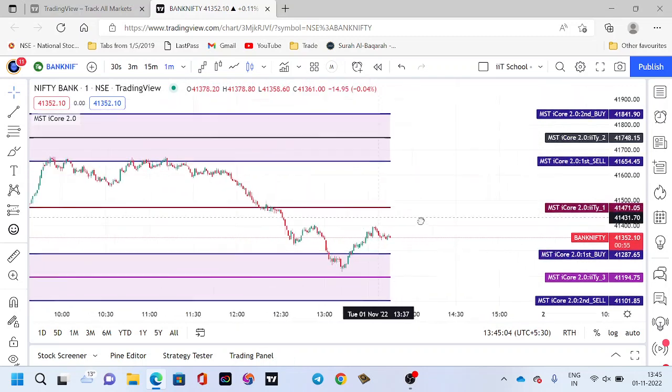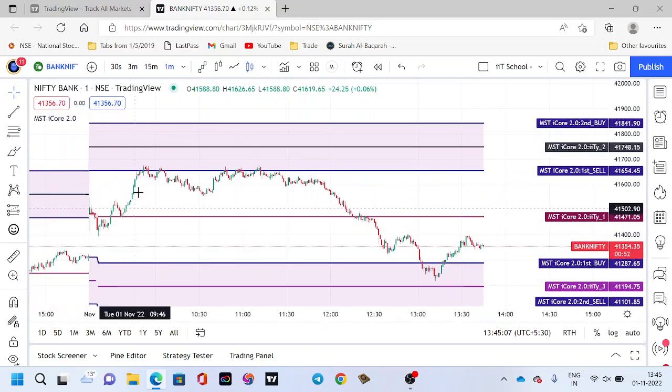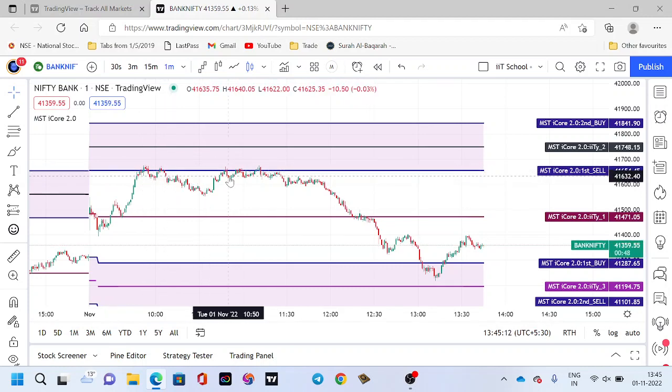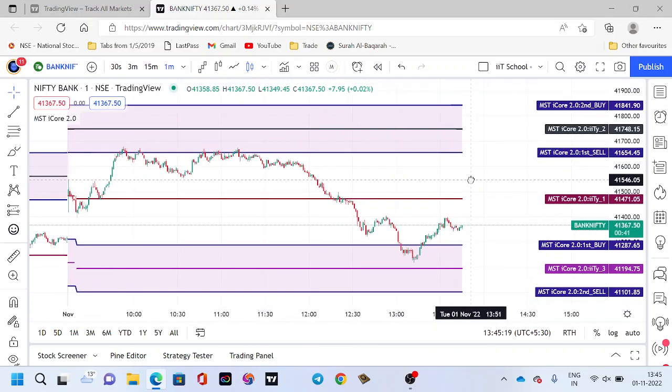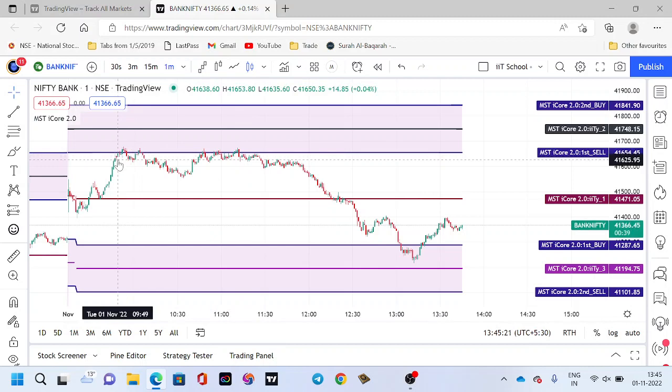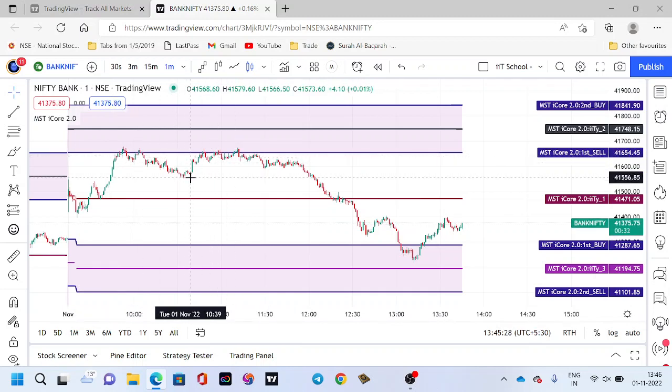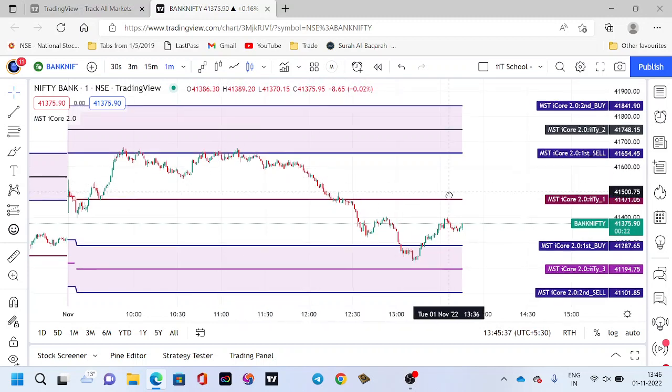See here, I have used this IIT calculation. Exactly, it has touched here. It has taken the resistance once, twice, thrice, a fourth time, a fifth time. On the sixth time only it gave a very good fall. From 9:50 to 11:20 there was no movement, but though we got the target here itself in the first target, it was range bound. Whenever this range is broken, immediately we get a very good fall. So this is how we have to trade.